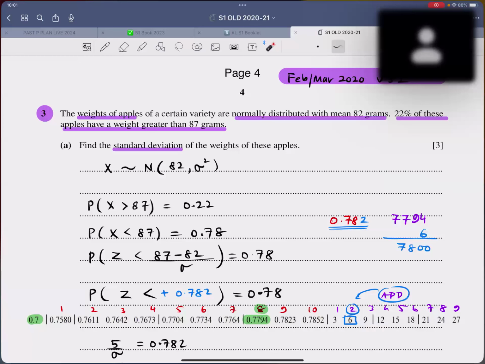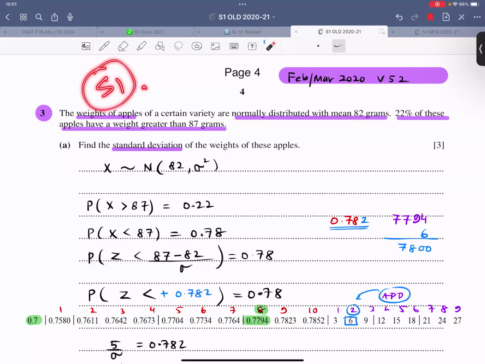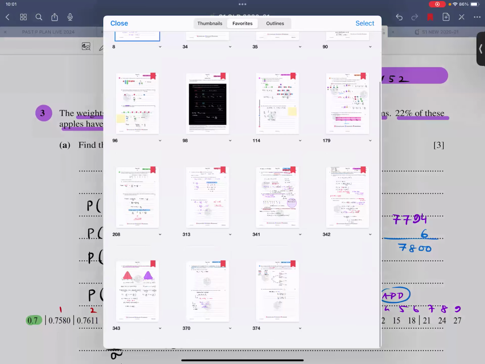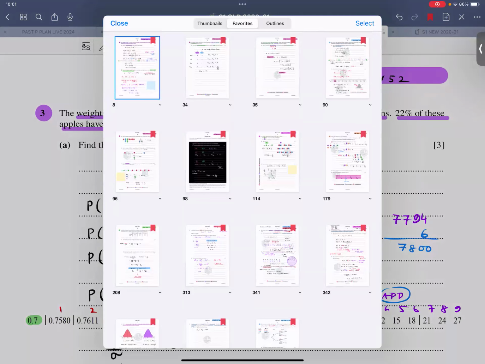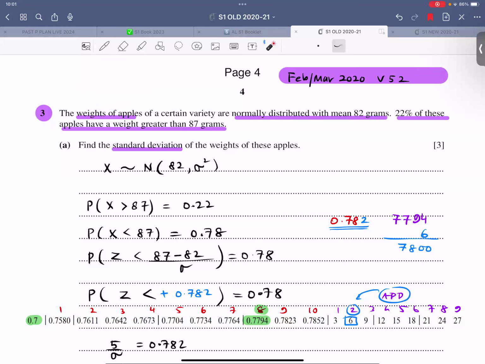So now, just a few hours before your S1 exam, I just had a feeling to share some of my favorite questions which you can see on the screen right now. So let's get started. Maybe they will be really helpful for your upcoming exam in a few hours. The first question is about normal distribution.